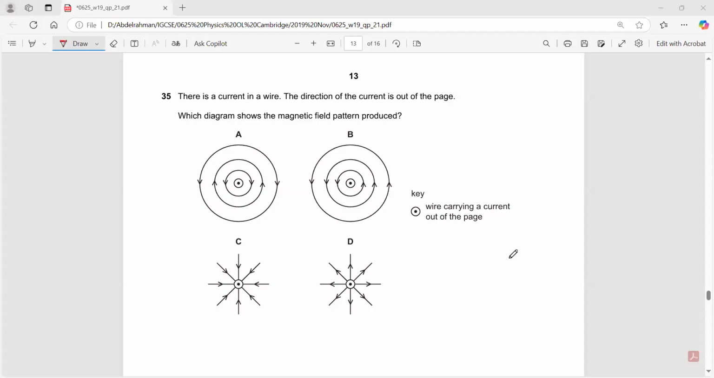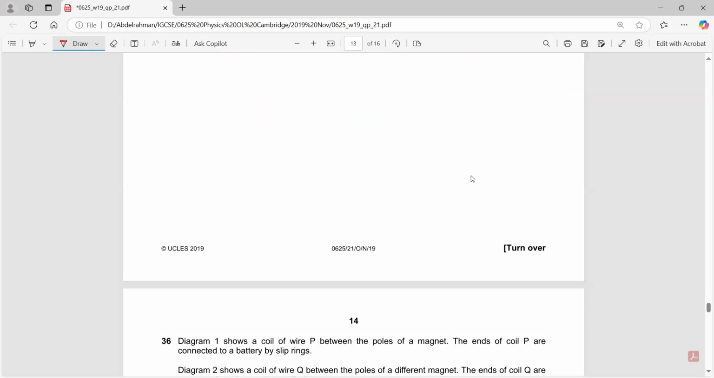Question 35. There is a current in a wire. The direction of the current is out of the page. Therefore, you need to use the right hand grip rule, not Fleming's right hand rule. Out of the page, so it has to be B. A is definitely wrong because you have some arrows going in one direction, some other arrows going in another direction. C and D are electric fields, not magnetic fields.